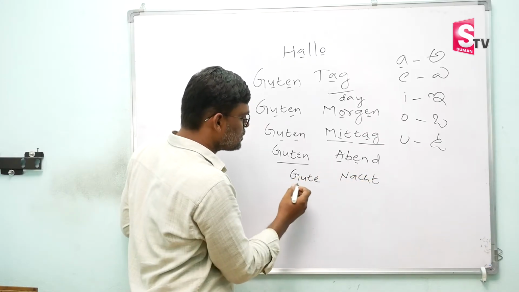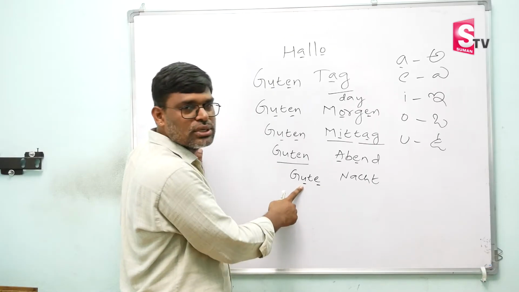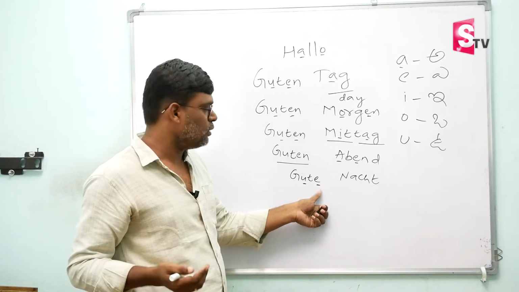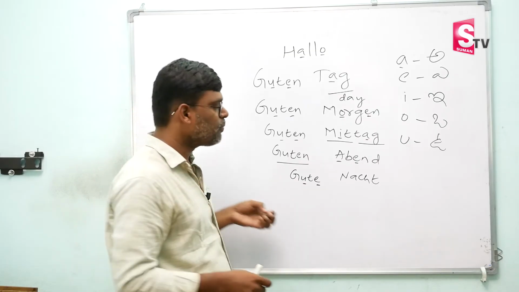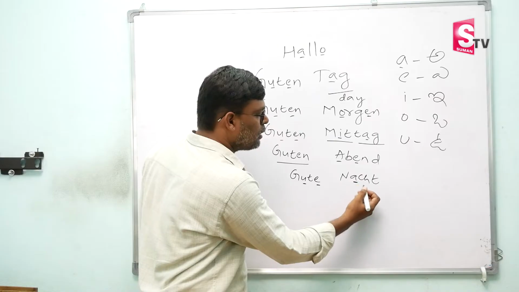So we are reading this. This is O sound and this is A sound. How are we reading this? Gute, okay, gute, and this is na.